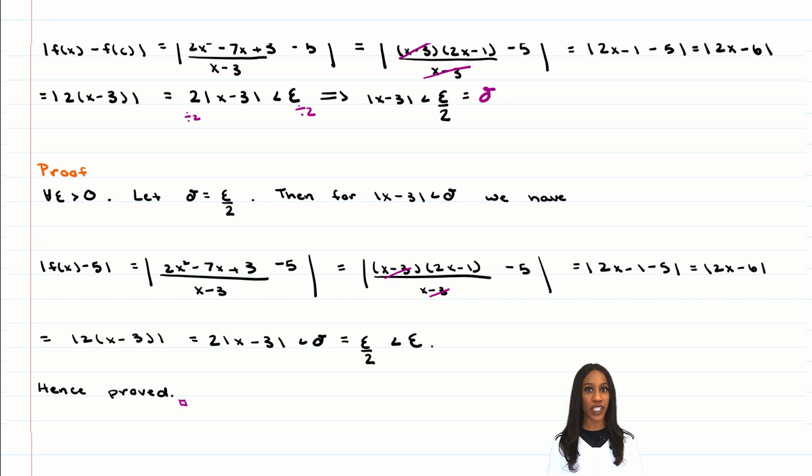And there you have it. Using the epsilon-delta definition, we've proven that the limit of our function does in fact equal 5.